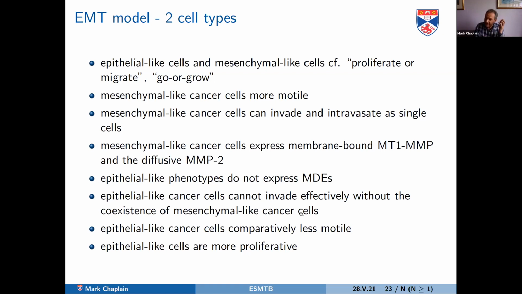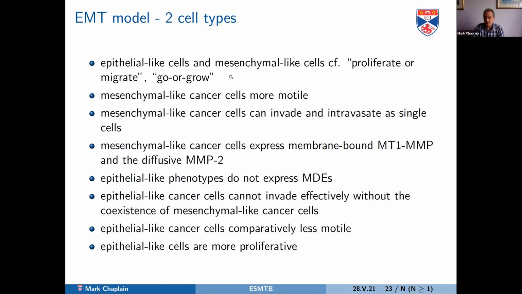And although they can invade, they have to have the presence of the mesenchymal cells. So they sort of play follow my leader, if you like. Mesenchymal cells are motile, so epithelial cells can link on and adhere and form little clusters, but on their own, they can't do any invasion. However, the epithelial cells are more proliferative. So the mesenchymal cells are motile, and the epithelial cells are proliferative. So you've got both aspects of proliferation and migration in these two phenotypes.